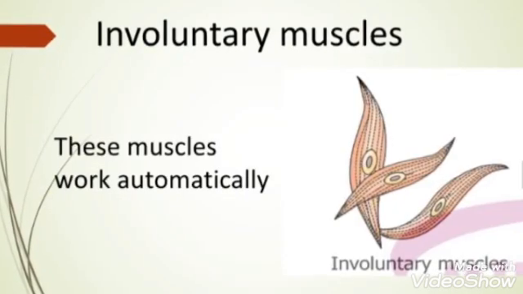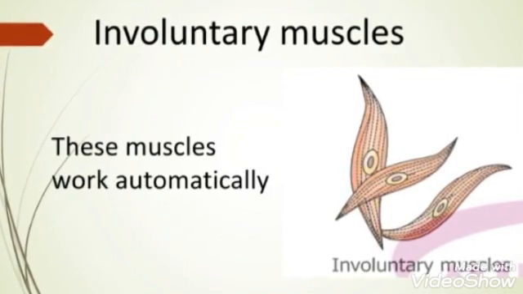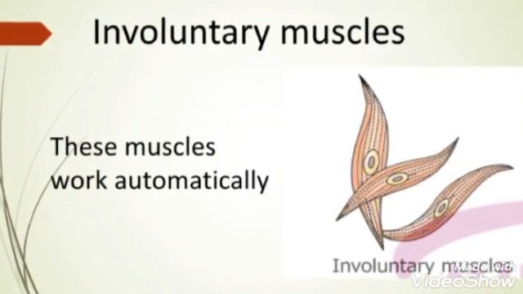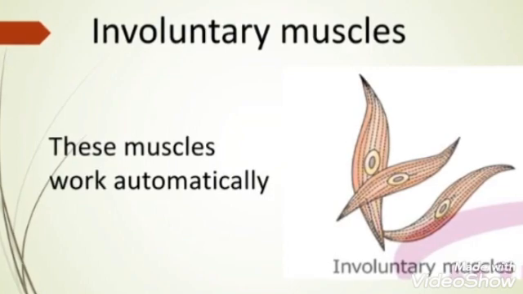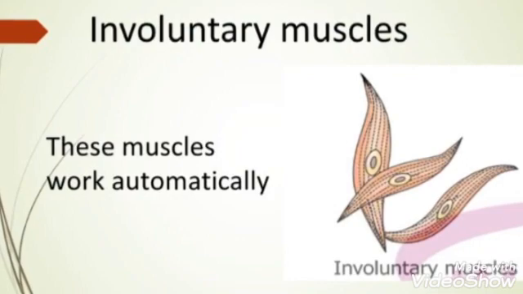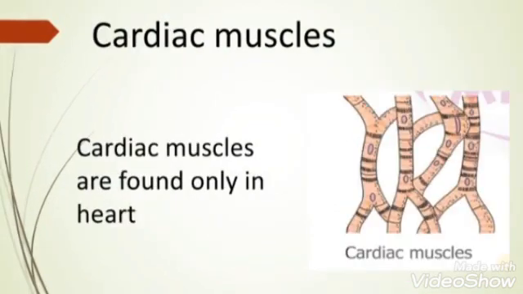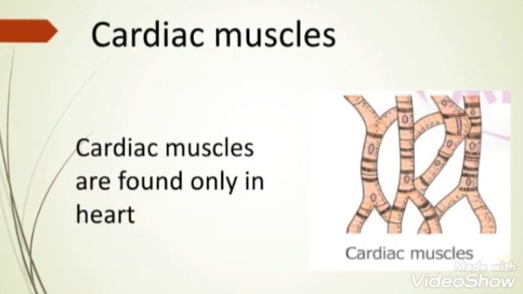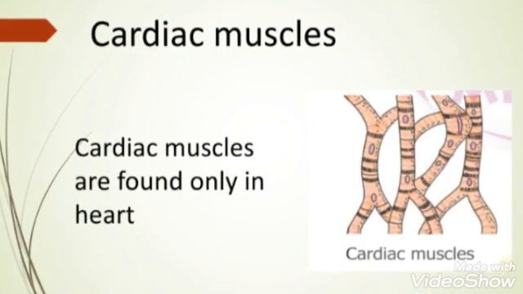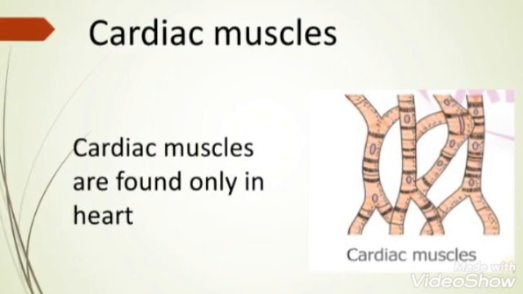Next is involuntary or smooth muscles. We can't control these muscles because these muscles work automatically. For example, when we swallow food, it moves through the stomach because of muscular action. The next is cardiac muscles. These muscles are a special kind of muscles because they are found only in the heart.